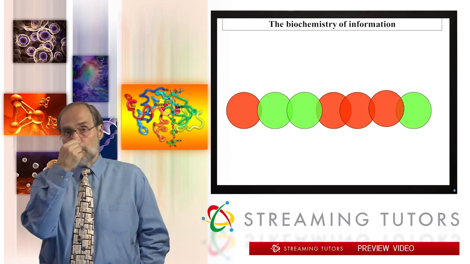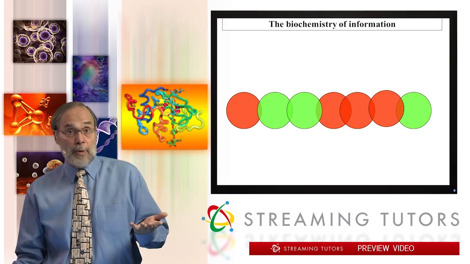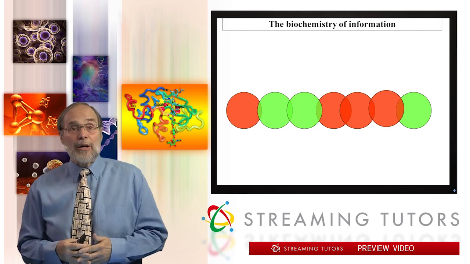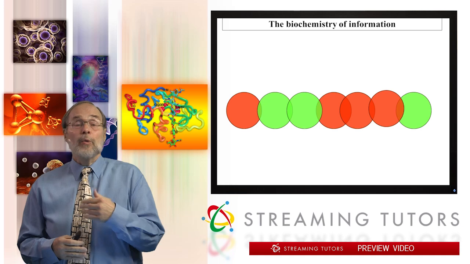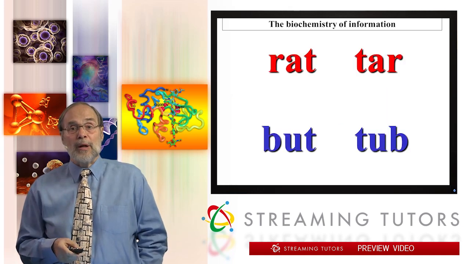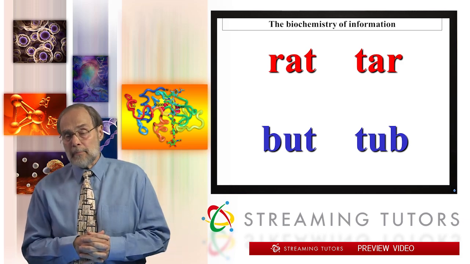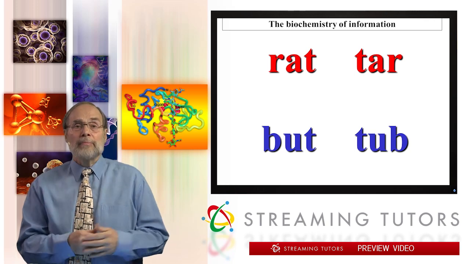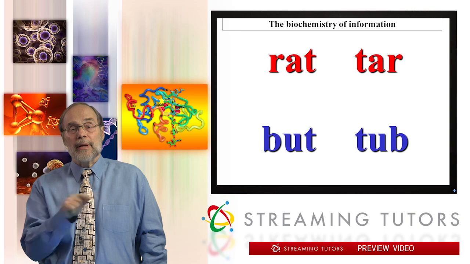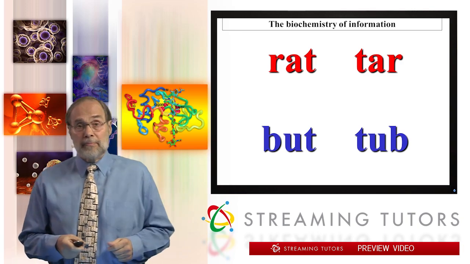So if we have a long polymer of subunits that are similar but not identical, that is strikingly similar to written English, for example, where A, E, I, O, and U look similar but they're not identical to one another, and together with the consonants, we can use them to spell all kinds of words. Here are a couple of examples. The same three letters are used to spell rat and tar at the top and butt and tub at the bottom of the image that you're looking at. What kind of code is written language? It is a linear combinatorial code, a single linear thread running from the beginning of a book to the end of a book, for example.